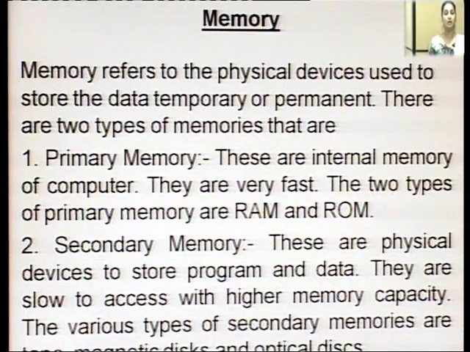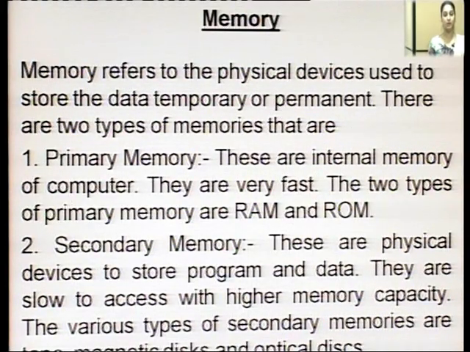What is a memory? Memory refers to a physical device used to store the data temporarily or permanently. If I want to store the data anywhere in the system, then I need a physical device, that is called a memory. There are two major kinds of memory. First one is primary memory and second is secondary memory. The primary memory is the main memory of the system. It's also called the internal memory of the system. Without the primary memory, we are not able to execute any program. Even we are not able to start the system. It is a very fast memory.